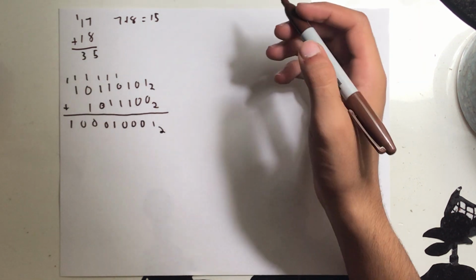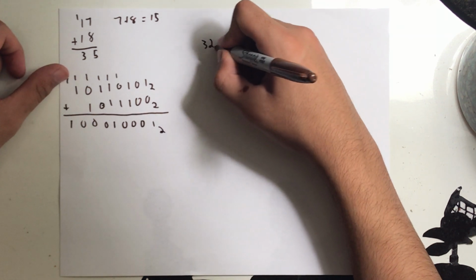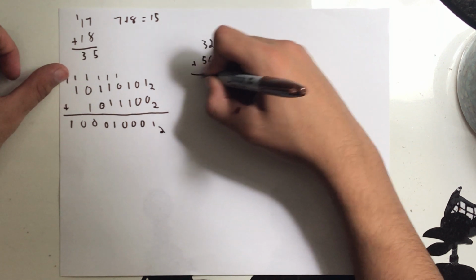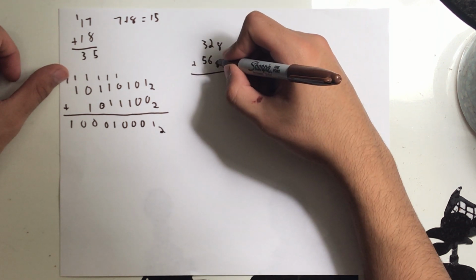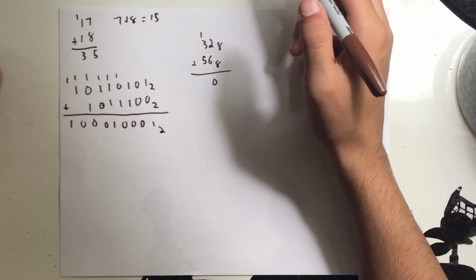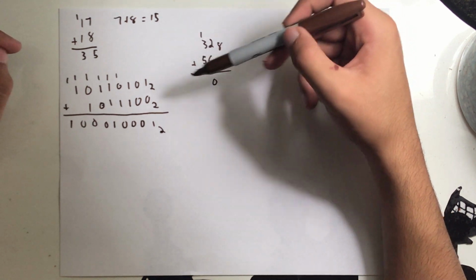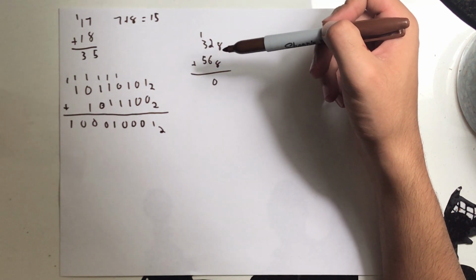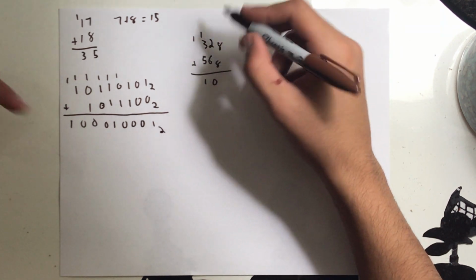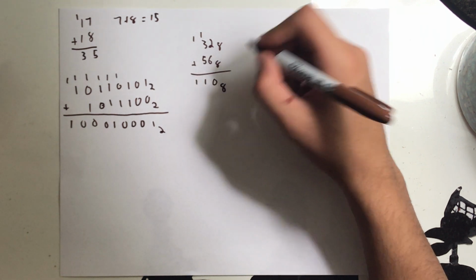What if we did this in base 8? Well, same thing. Let's say we have 32 base 8 and 56 base 8. 2 plus 6 is 8, so we write down a 0 and carry the 1. Why? We had one group of 8 with 0 remaining. Now we have 5 plus 3, which is 8, plus 1, which is 9. We have one group of 8 with 1 remaining, so we put in a 1 and carry a 1. 1 plus 0 is just 1. Put the 1 down, and that's your answer: 110 in base 8.